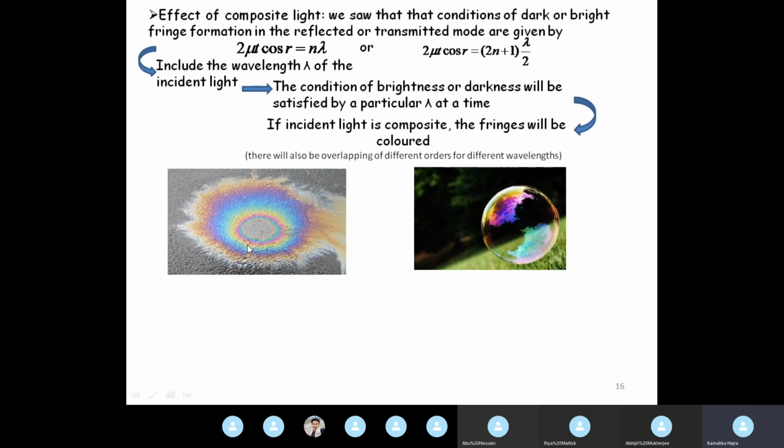Exactly what is happening. Only here the incident light is composite, because on the oil film it is either sunlight falling or car headlights falling, which are all composite light, and same is the case of the air bubble. So the next time you go out after the lockdown is over and you see an air bubble or an oil film on the road after a shower of rain, remember what ma'am had taught you over Skype, thin film interference. Okay, so you see and you remember, this is thin film interference.